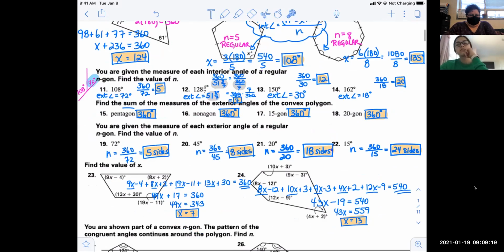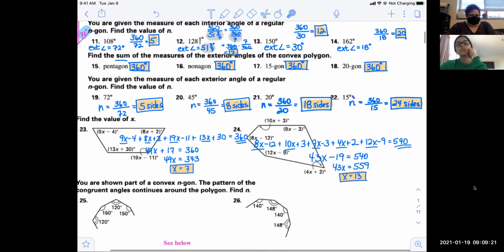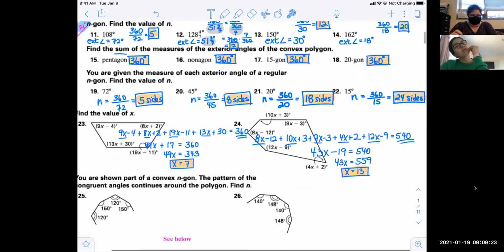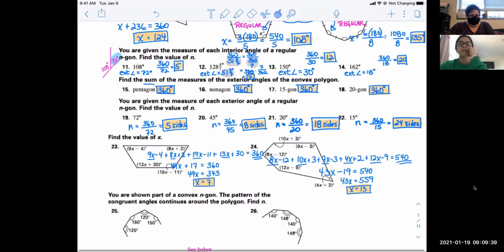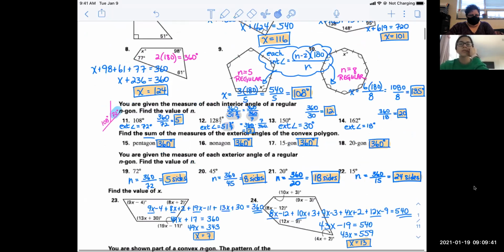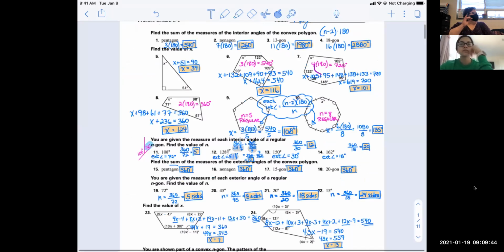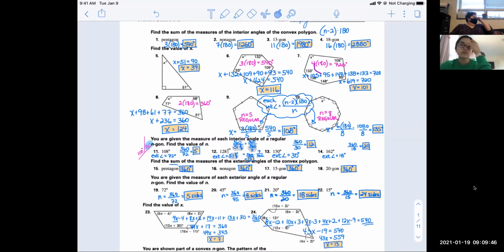Okay. And then 23 and 24, the quad will add up to 360. The pentagon adds up to 540. So make sure that you're using the correct sum for that. Okay, anything through number 24? No questions. Okay, let's skip 25 and 26 for a minute.